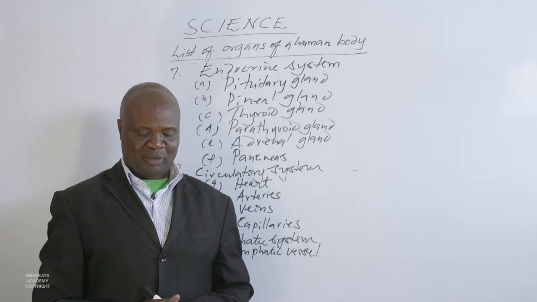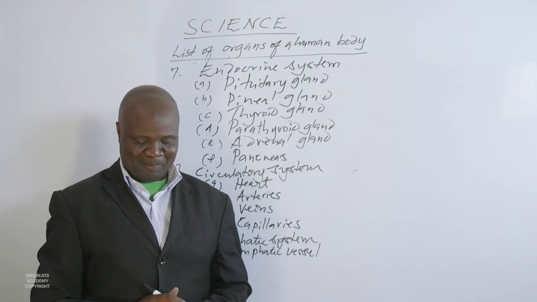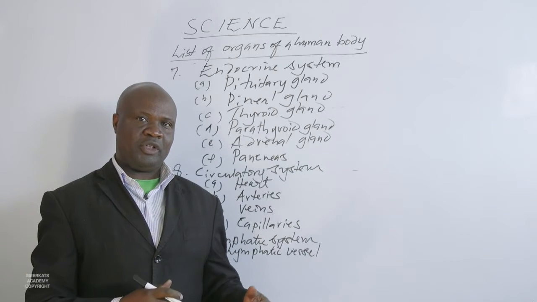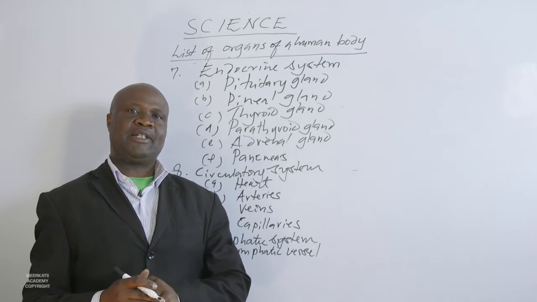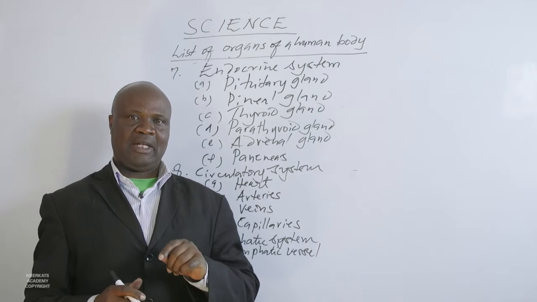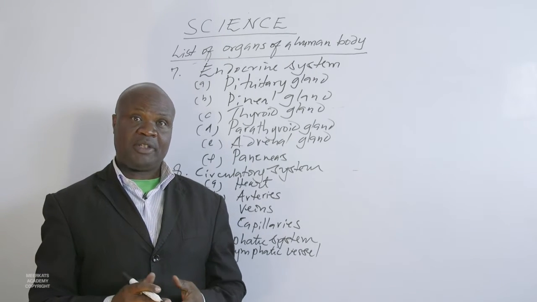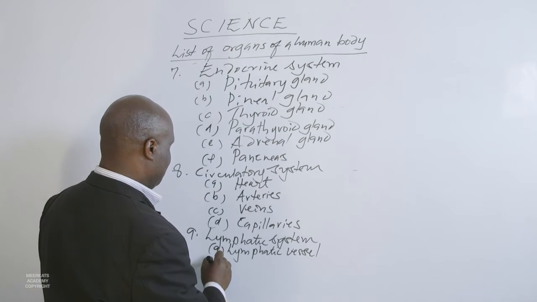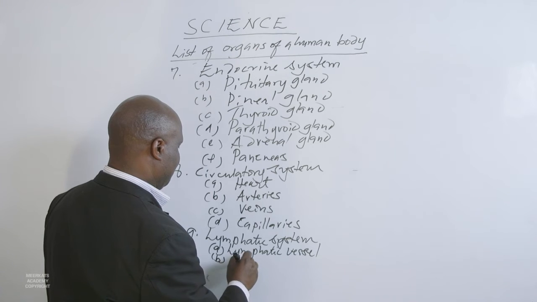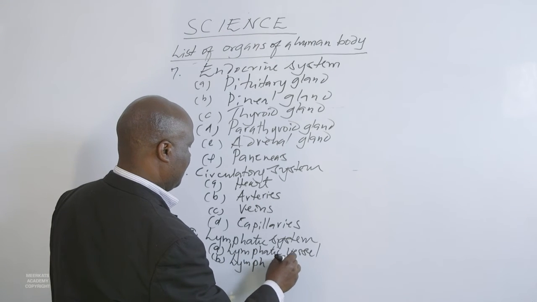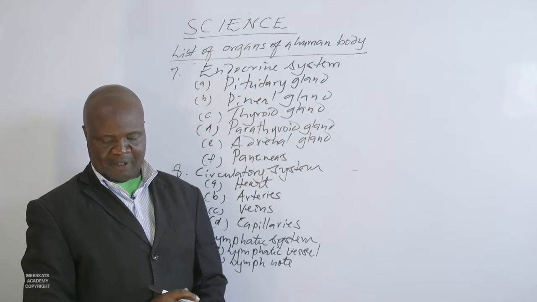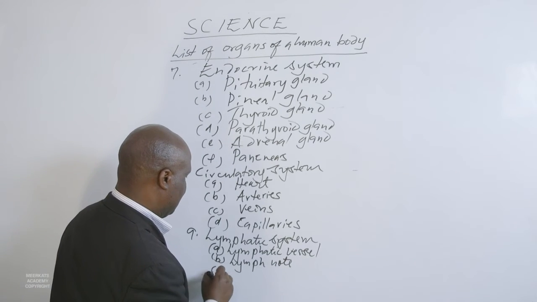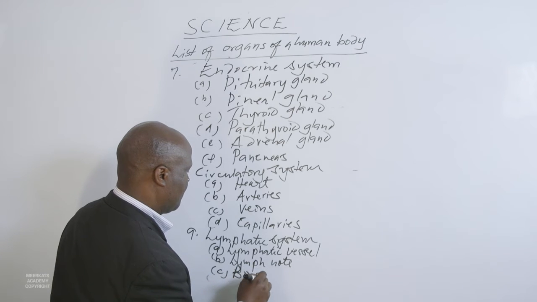Lymphatic vessels are important because they ensure the lymphatic fluid that is produced is transported through the lymphatic vessels. So from these lymphatic vessels, we have another very important organ called the lymph node. B, we have the lymph node. Then from the lymph node, we have the bone marrow. So C, we have the bone marrow.